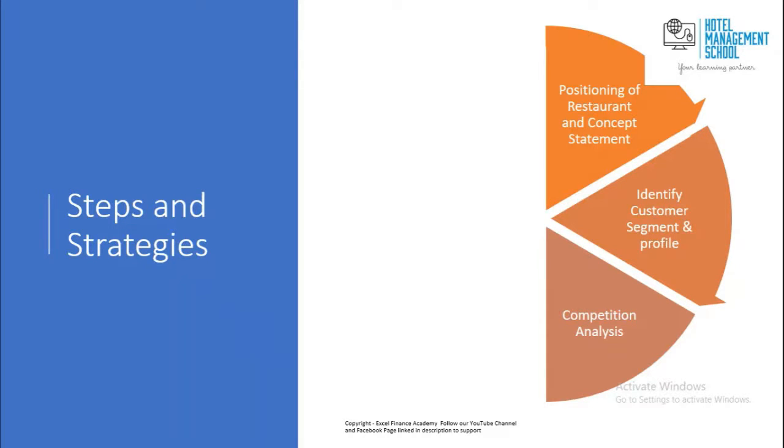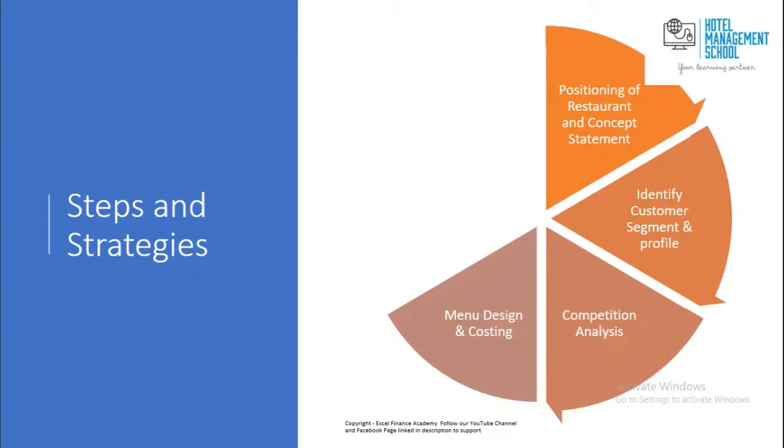You cannot compete with a food court if you are a freestanding restaurant or a fine dining restaurant. They have to provide the same services. They have to target the same customer profile, and the price range also should be the same. Correct? And then after doing the competition analysis, you are designing your menu and doing the costing of the menu, right?